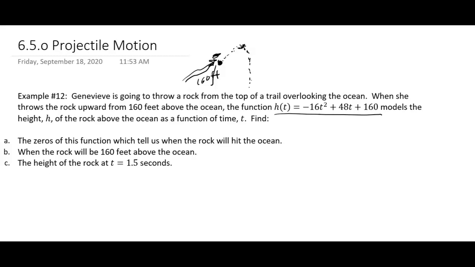All right, the zeros of this function tell us when the rock will hit the ocean. Okay, so we want to know when does that function, I better write it down here, negative 16t squared plus 48t plus 160, when does that equal 0? And that'll tell us when it's going to hit the ocean.